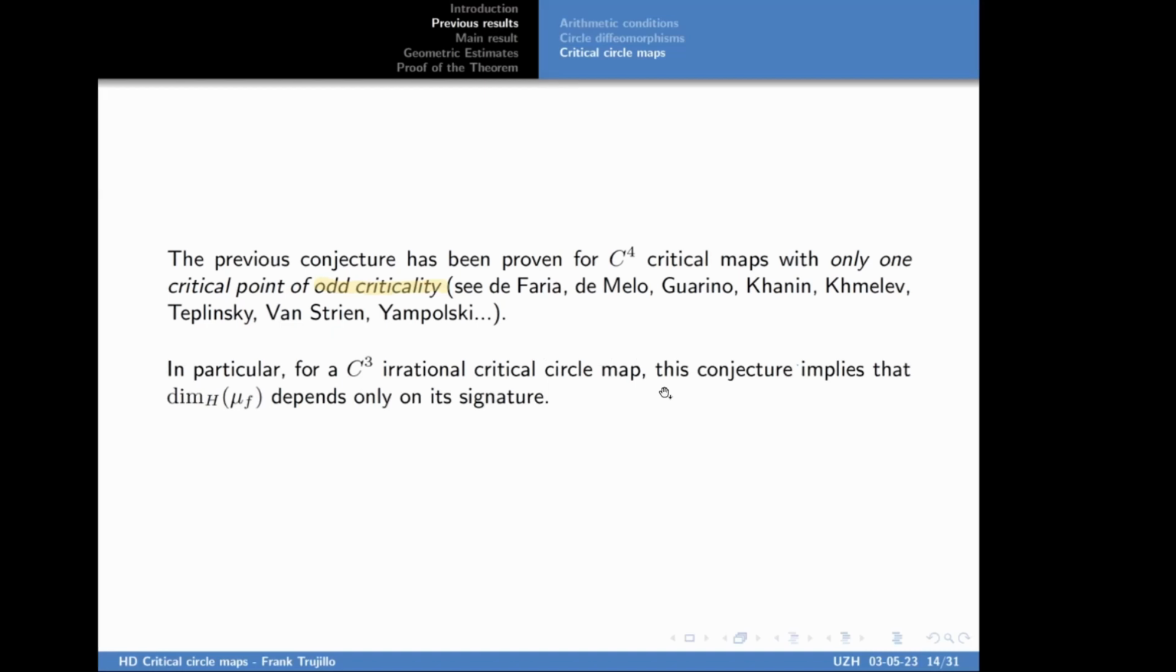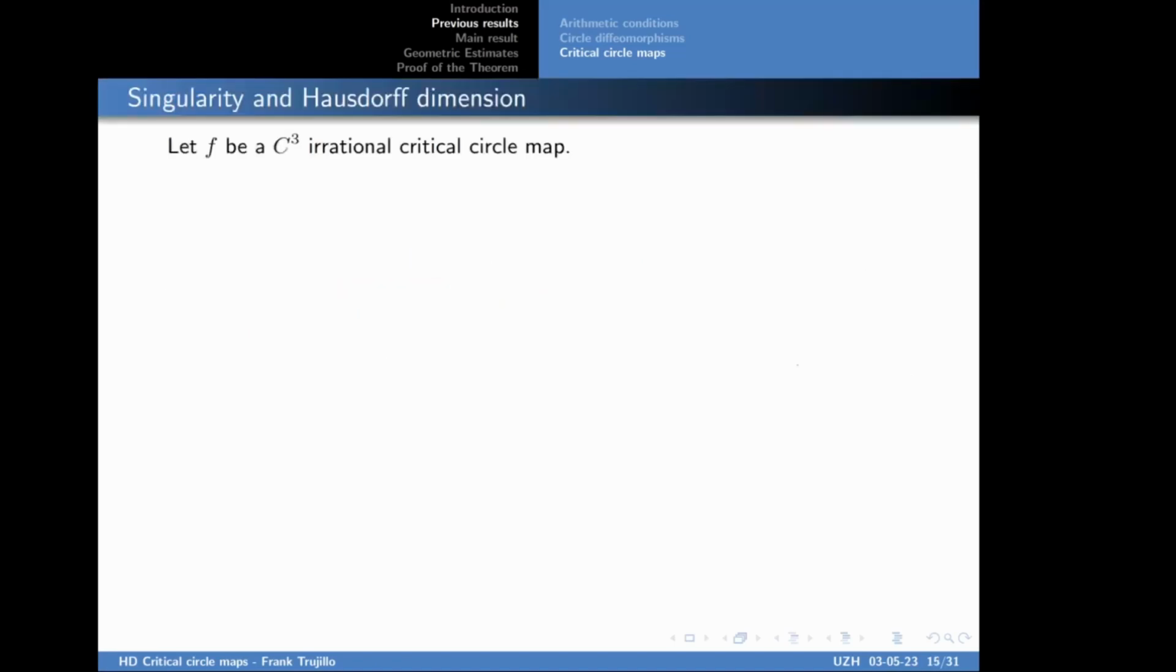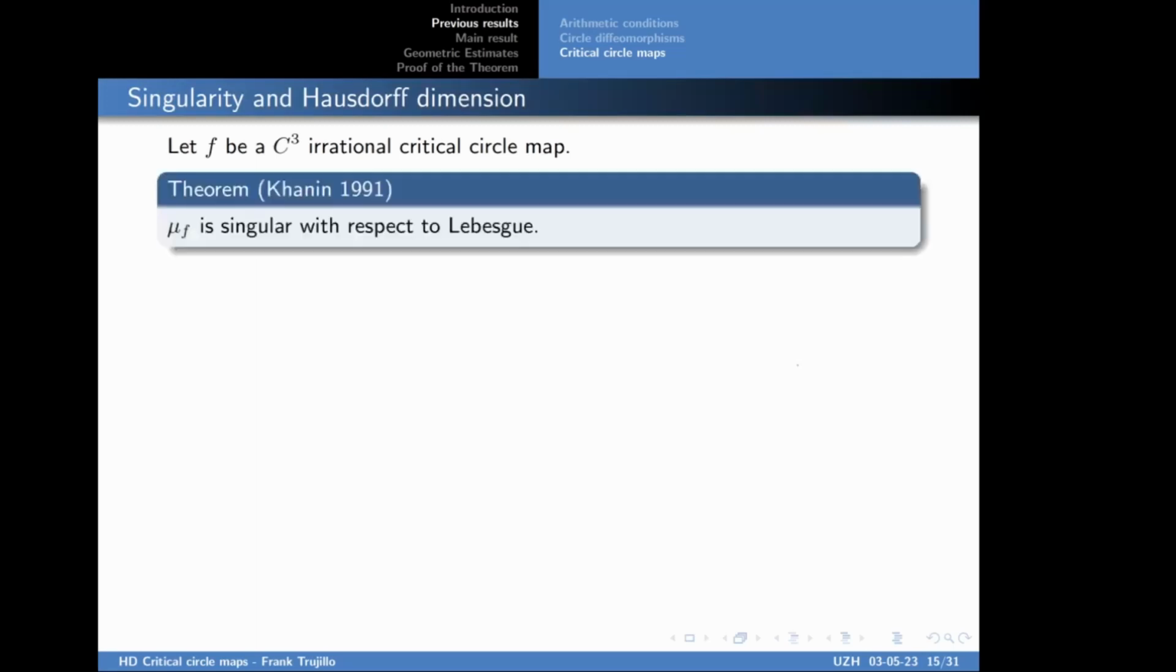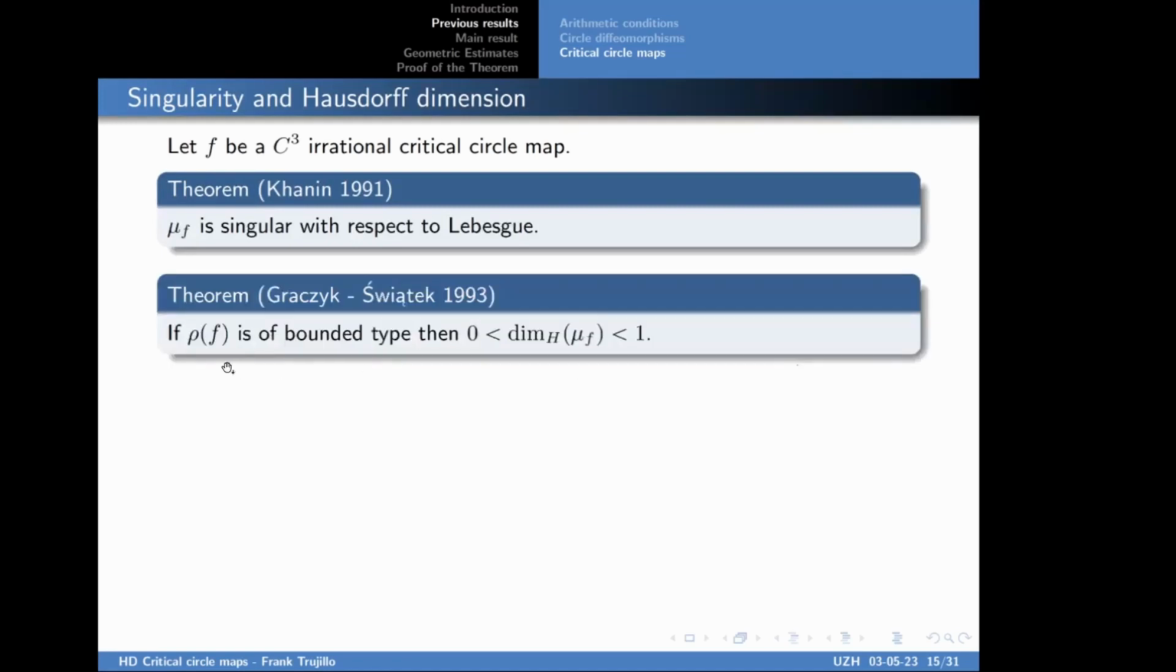Okay, so now after this big introduction, I'm able to tell you what we know about the invariant measures of critical circle maps. So as I said at the beginning, what we know already is that the invariant measures are singular with respect to Lebesgue. But we know a little bit more in some particular cases. Actually, if I assume that the rotation number is of bounded type, so again, this was my zero measure set in the Diophantine conditions, then we can show that the Hausdorff dimension is smaller than 1 and bigger than 0, but we don't have an explicit estimate. And again, this only covers a set of rotation numbers of measure 0.